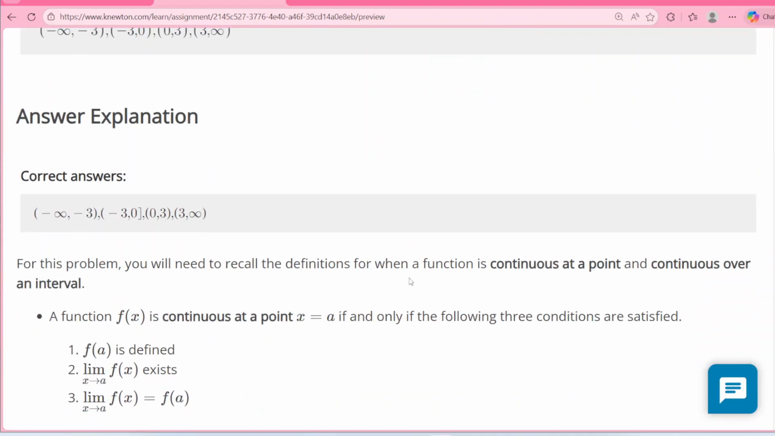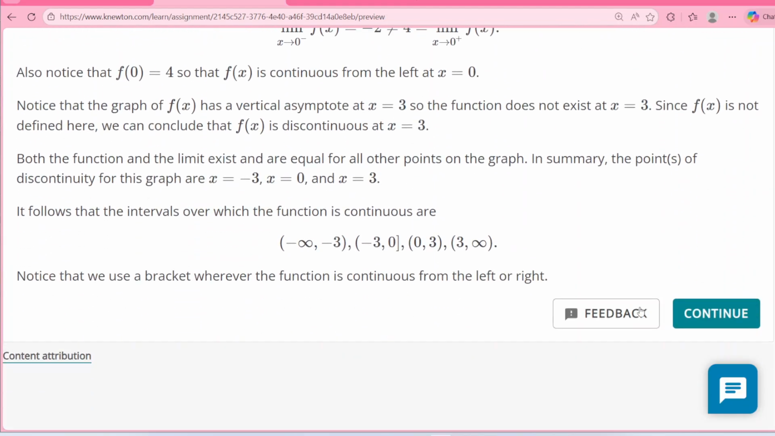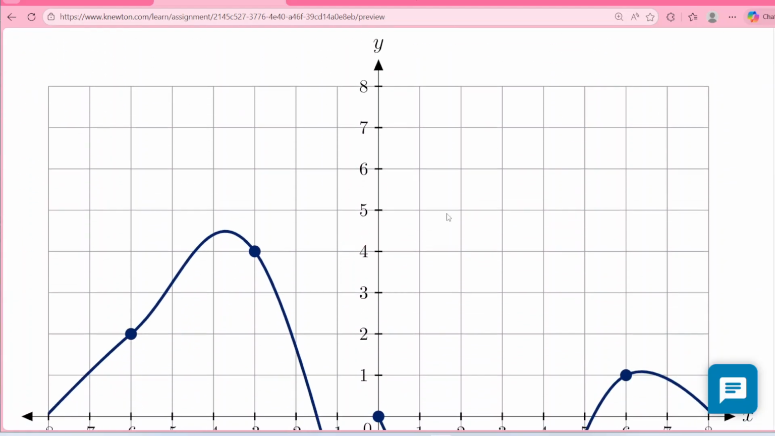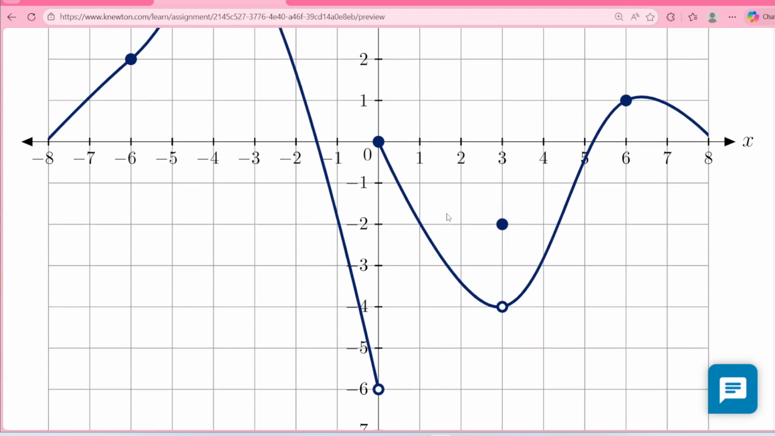So that one's not so bad. You're just looking at a picture. You don't have to do a lot of writing there. All right, so back to explain the 3 conditions for continuity at a point. Now here's another one with just a graph. So I'm just going to explain this one. There's not a whole lot to write here. Just look at it.